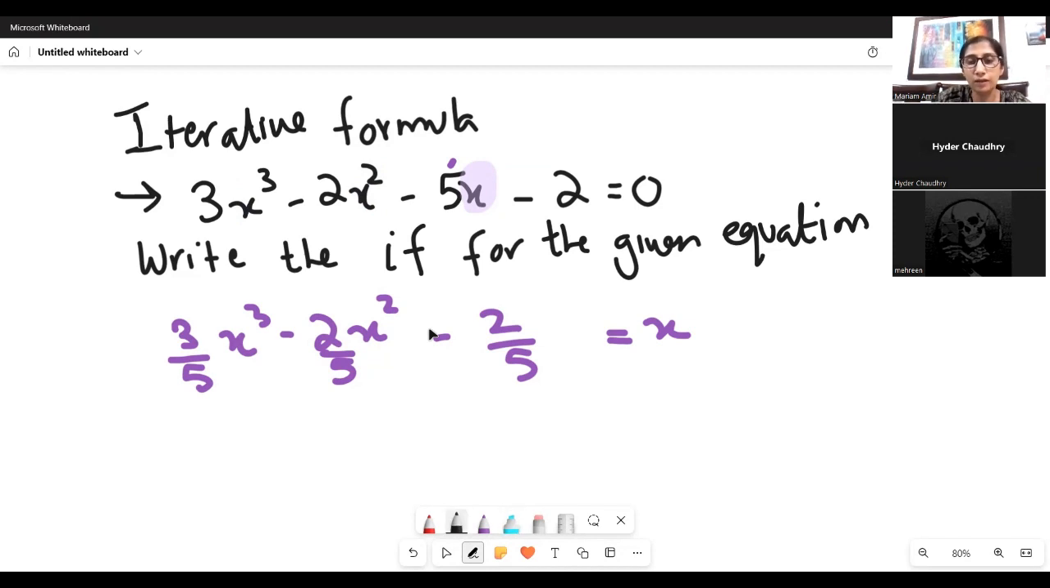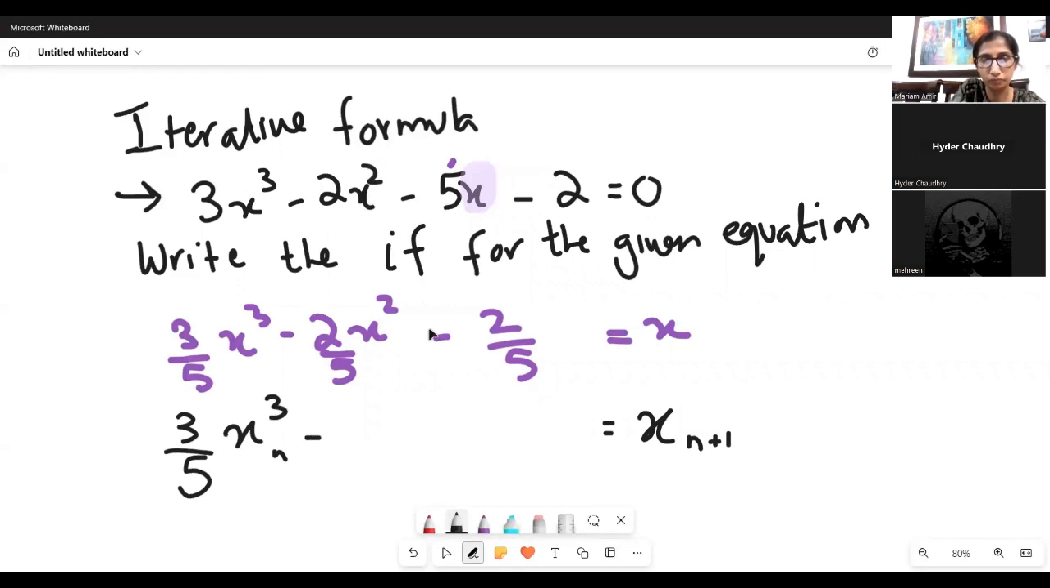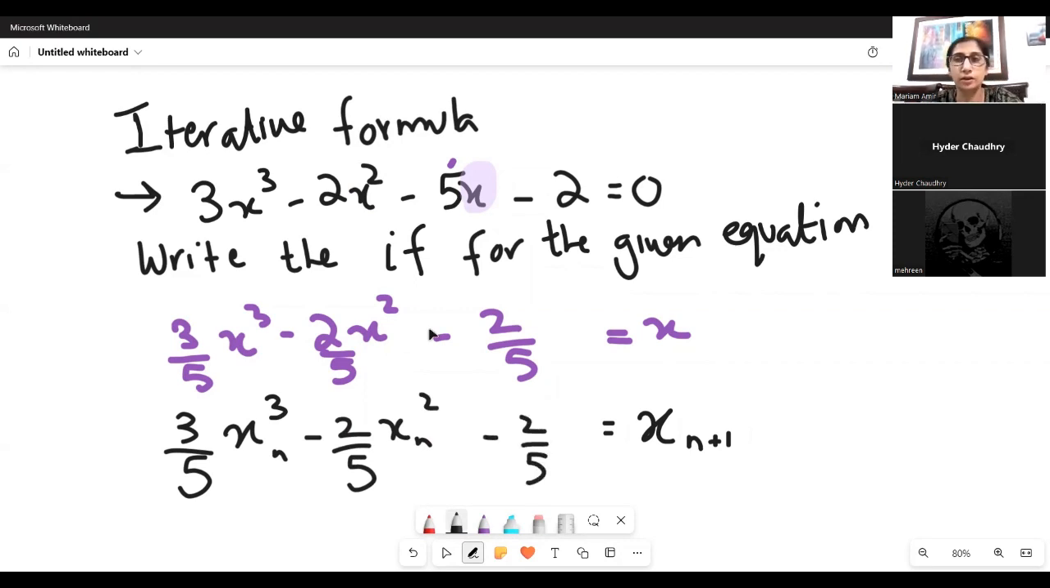Okay. Now in the last step, how do we change this into an iterative formula? You write x n plus 1 in the subscript. And here you write 3 by 5, with every x, you write xn. xn squared minus 2 by 5. This is the iterative formula, one of the possible iterative formulas for the given equation. What is this? We'll discuss that in a moment. Not right now. Okay.